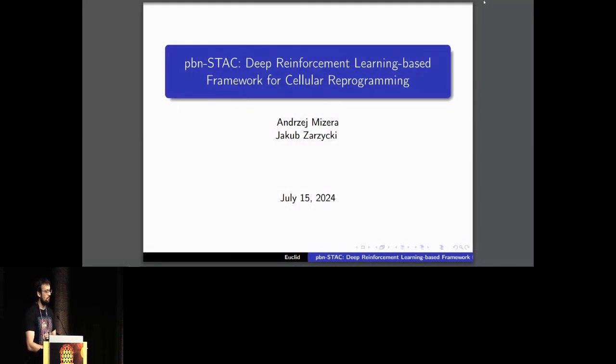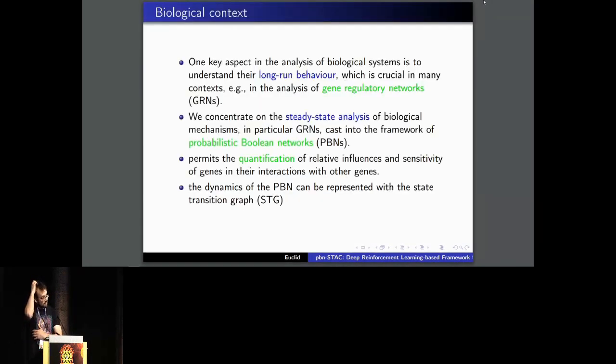I'm Jakub, not Andrei. And I will be talking about a deep reinforcement learning-based framework for cellular programming. The key aspect in the analysis of a biological system is to understand the long-term behavior of the system. And we concentrated on the analysis of the gene regulatory network. The model that we chose was a probabilistic Boolean network. It permits the quantification of the influences and sensitivity of genes in their interactions.